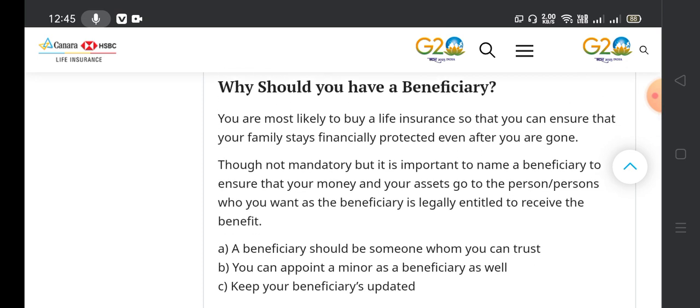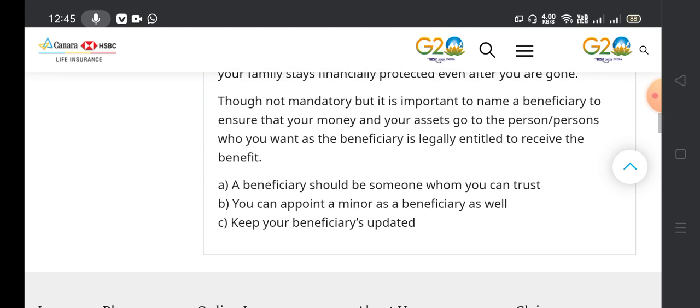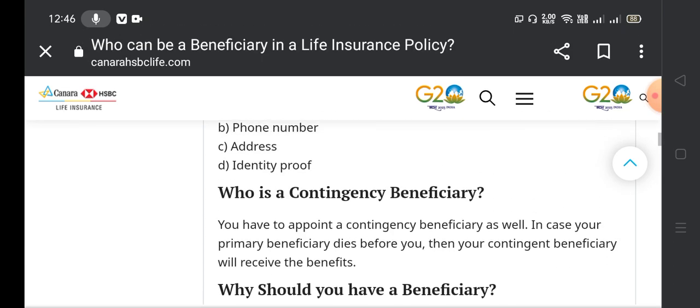And why should you have a beneficiary? You are most likely to buy a life insurance so that you can ensure that your family stays financially protected even after you are gone. So, though not mandatory, it is important to name a beneficiary to ensure that your money and your assets go to the person or persons you want, who are legally entitled to receive the benefit. A beneficiary should be someone whom you can trust, and you can appoint a minor as a beneficiary as well, and keep your beneficiaries updated.